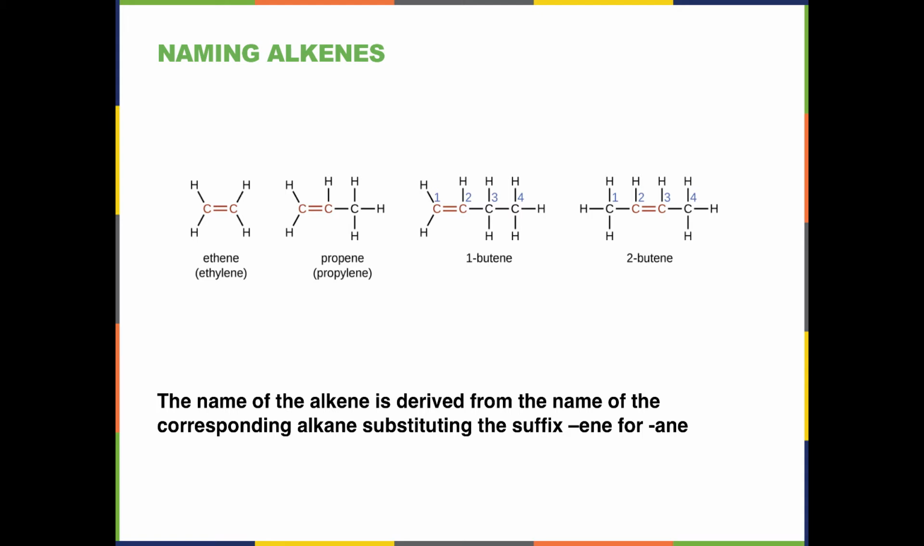Now here, the naming of an alkene is derived from the name of the corresponding alkane, just substituting the ene for ane. So ethane becomes ethene, propane becomes propene, butane becomes 1-butene or 2-butene, depending on where the double bond is. And you'll notice that ethylene and propylene are also sometimes used. Butylene is not used.